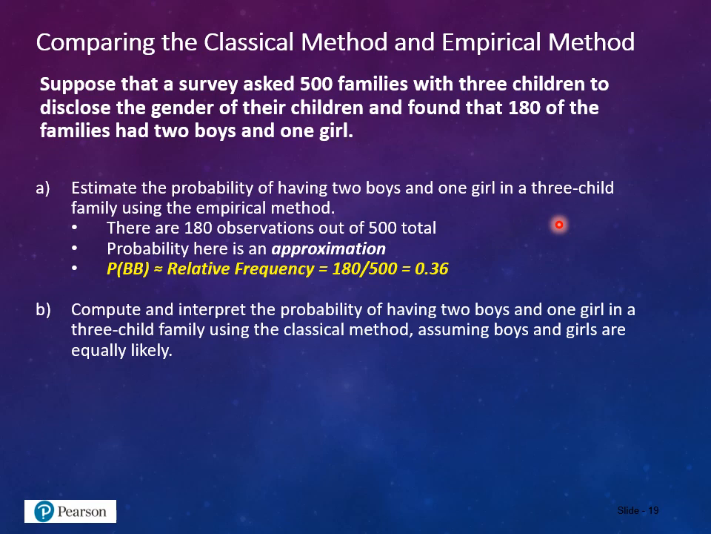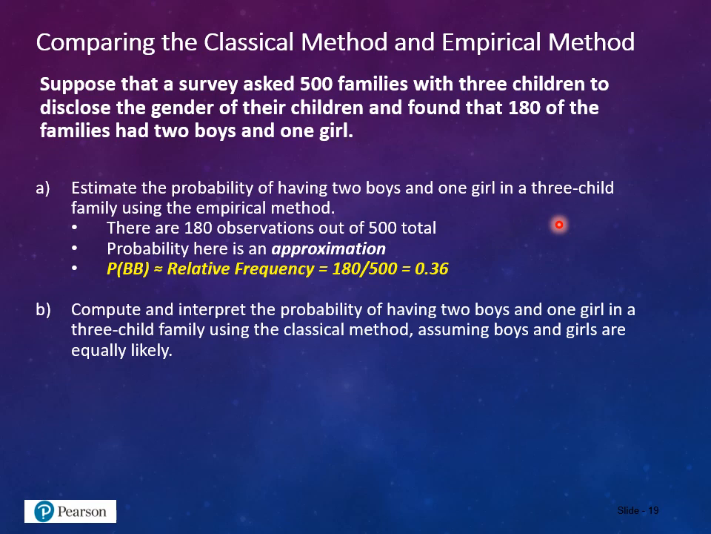Using the same example, compute and interpret the probability of having 2 boys and 1 girl in a 3-child family using the classical method, assuming boys and girls are equally likely. This is a much more difficult case of creating the sample space, right? All the possible outcomes.